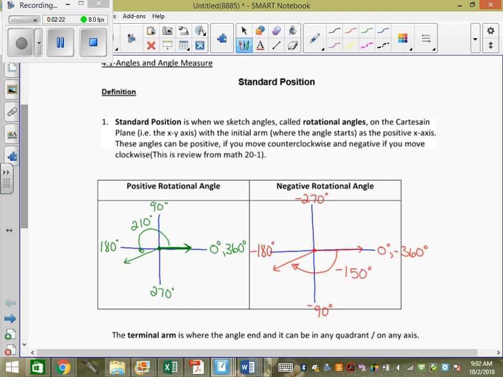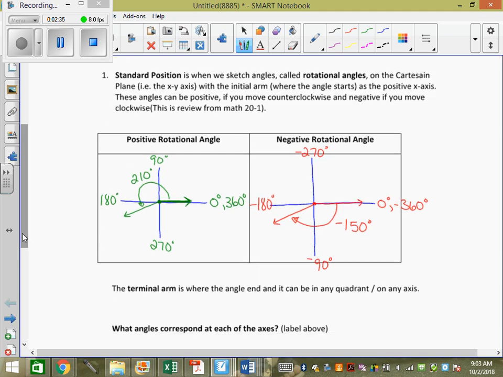Our terminal arm, the arm where it terminates, is at the exact same spot, is it not? These are coterminal angles, because their arm terminates at the exact same spot. If it terminates at the exact same spot, you have coterminal angles.